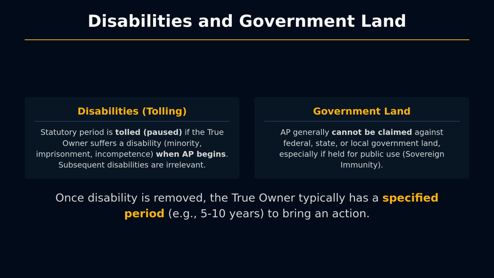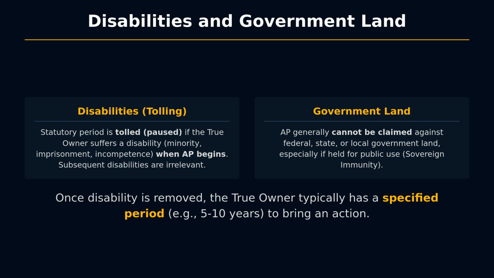Common disabilities include minority, defined as being under 18 years old, imprisonment, or documented mental incompetence. If the disability arises after the adverse possession has already begun, it is irrelevant and does not toll the statute of limitations. Once the disability is removed, the true owner typically has a specified period, often 5 or 10 years, to bring a recovery action.